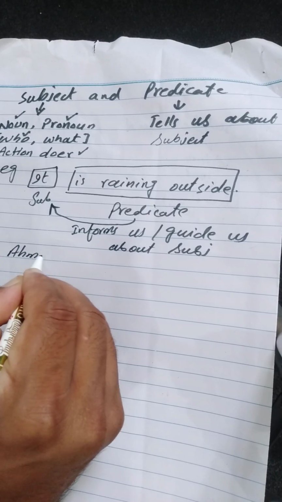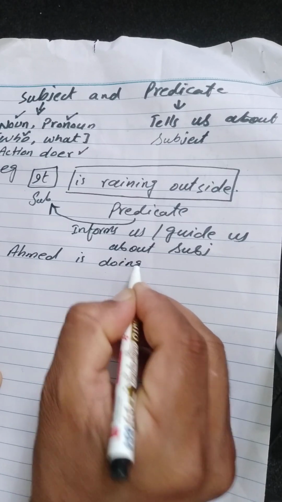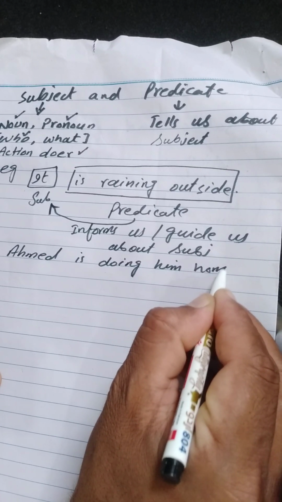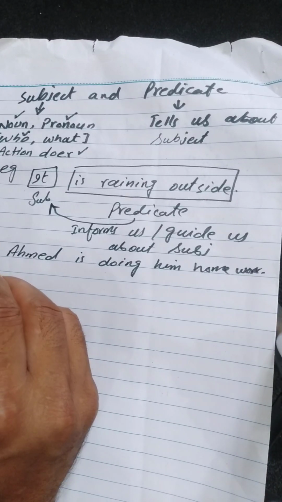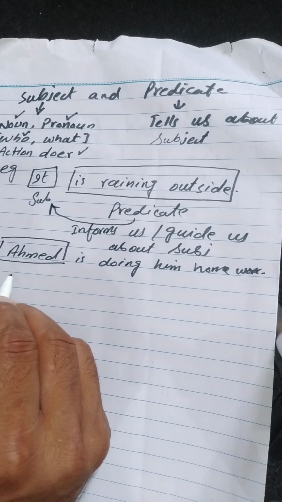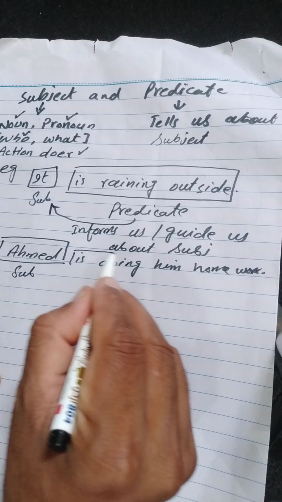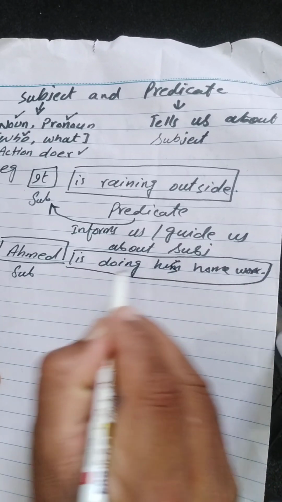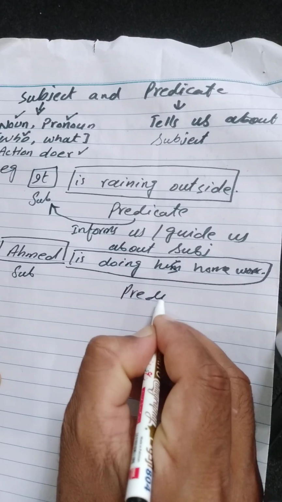Another example, Ahmed is doing his homework. Full stop. So who is the subject? Ahmed. It is a subject and is doing his homework. Is doing his homework is predicate.